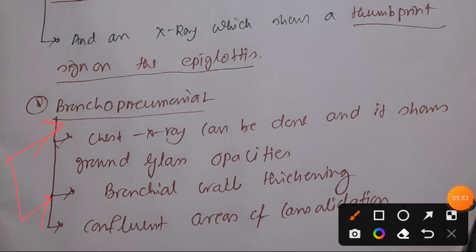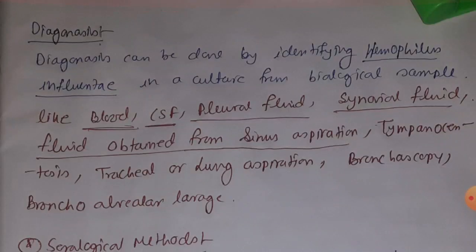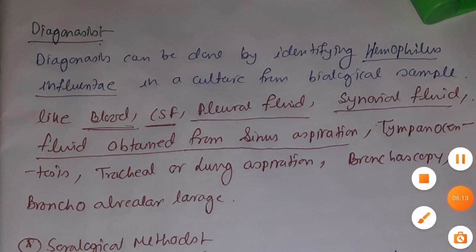And also for bronchopneumonia, we can get a chest X-ray. This chest X-ray will show ground glass opacities, bronchial wall thickening and confluent areas of consolidation. So that is the important diagnosis that you have to remember for Haemophilus influenzae. In the next video we are going to discuss the treatment of Haemophilus influenzae.